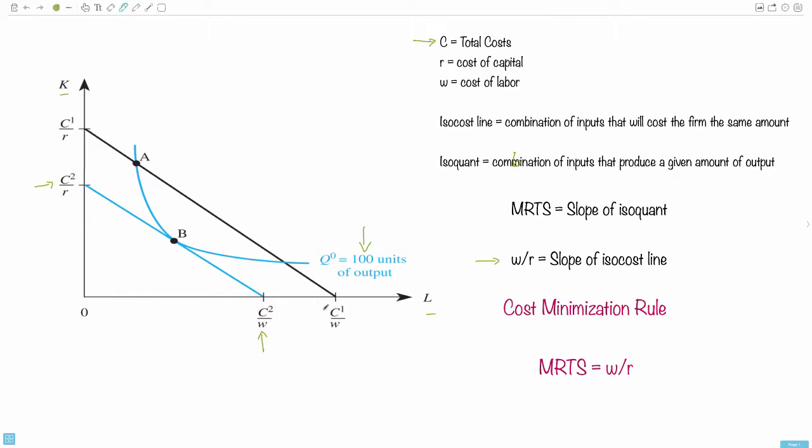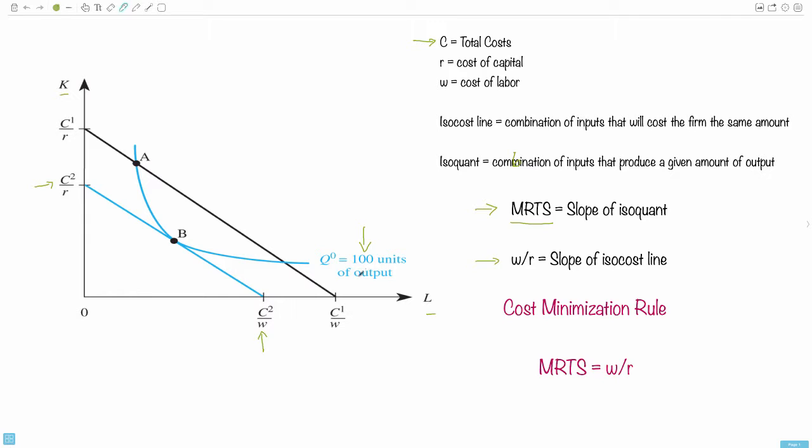Now, the slope of the isoquant, and in order to calculate this slope you need calculus, so I will give you examples that don't require that, is called the marginal rate of technical substitution, MRTS. This is the slope of the isoquant. This is the rate at which technically you can substitute capital for labor or vice versa while keeping the amount of output the same.